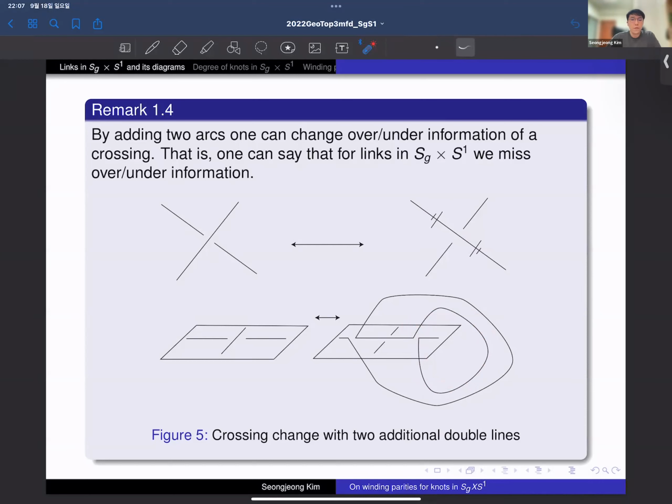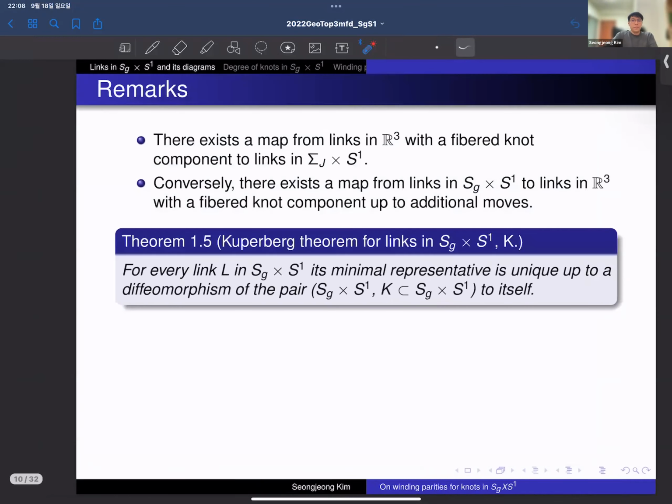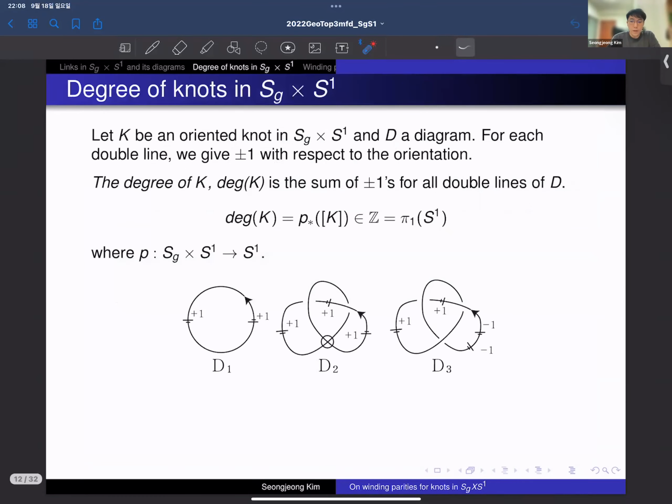So our first goal is to use this information to study knots and links in surface times S1. And firstly, let us define the degree of knots in surface times S1.